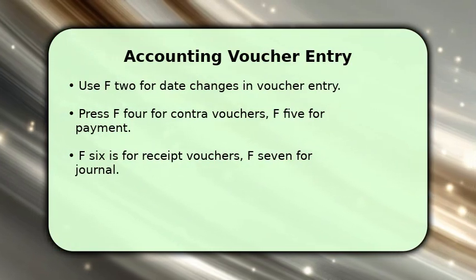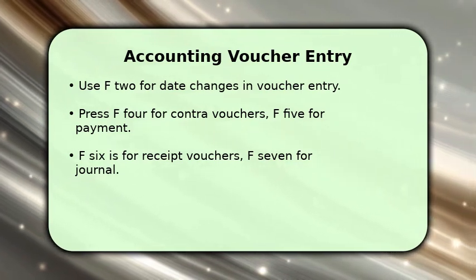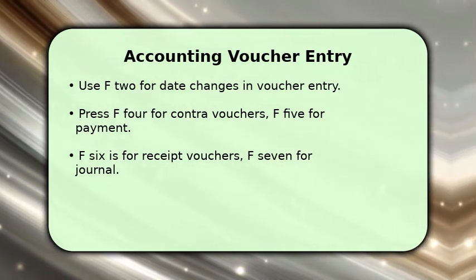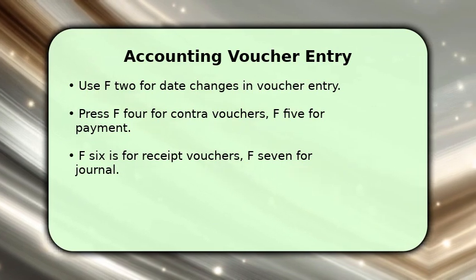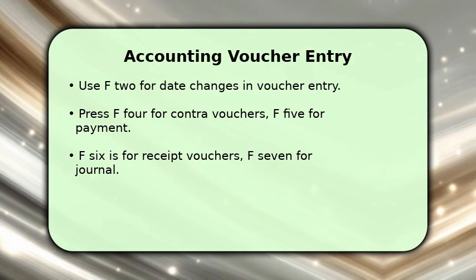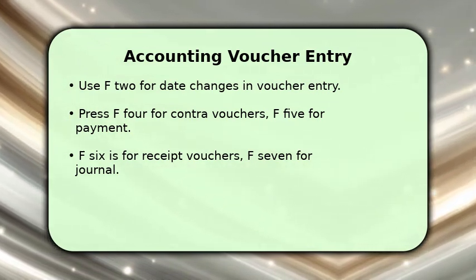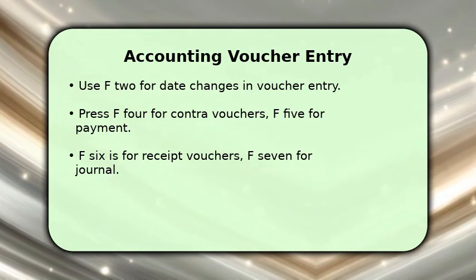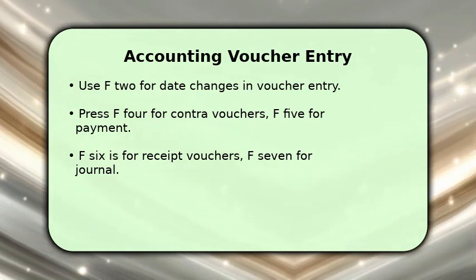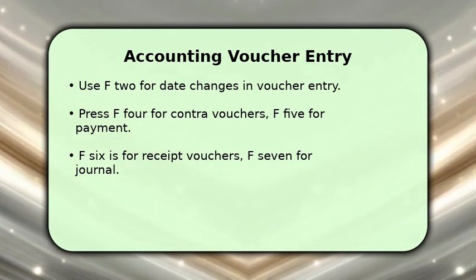Entering accounting vouchers is a core function in Tally, and shortcuts make it seamless. To change the current date for a voucher, press F2. For different voucher types, use F4 for contra entries, F5 for payments, and F6 for receipts. If you need to record a journal entry, F7 is your go-to key. These shortcuts help you quickly switch between voucher types, saving valuable time.